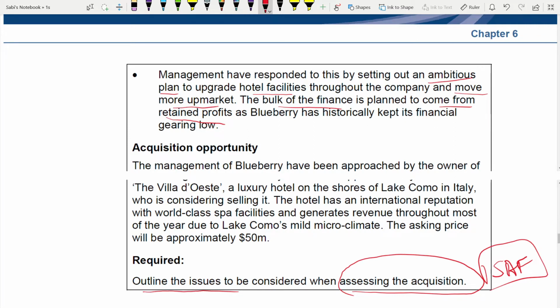Why? Because Blueberry has historically kept its financial gearing low. Financial gearing low means what? They have used equity more than debt. Debt is less. Okay, now come to the acquisition opportunity.